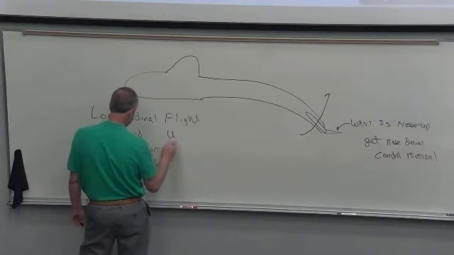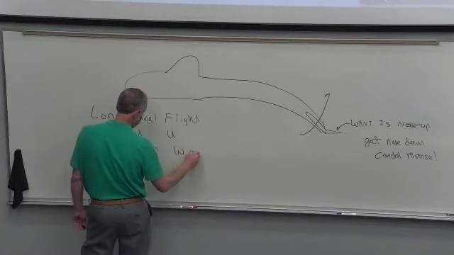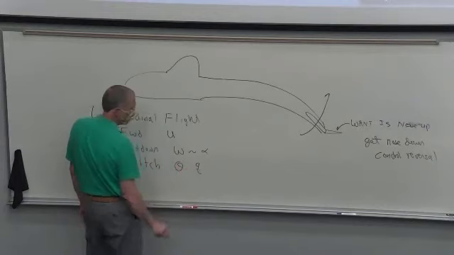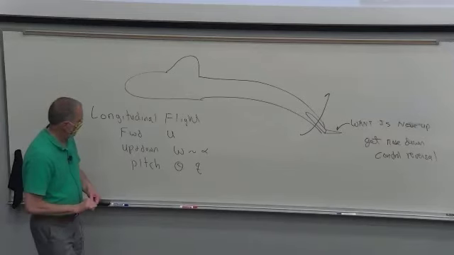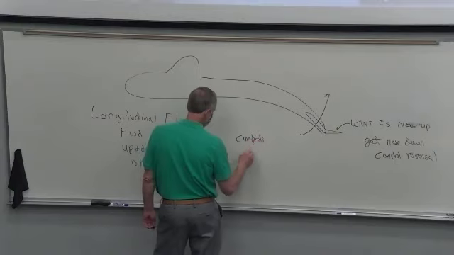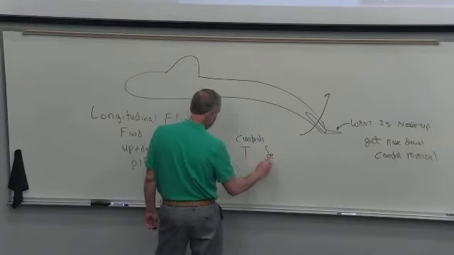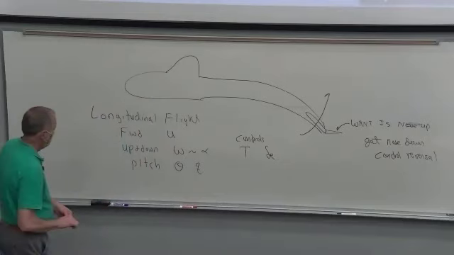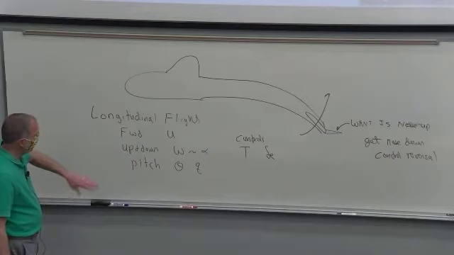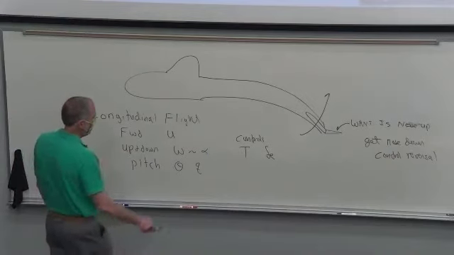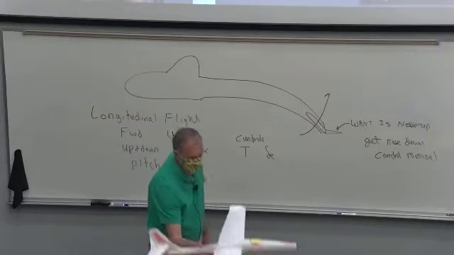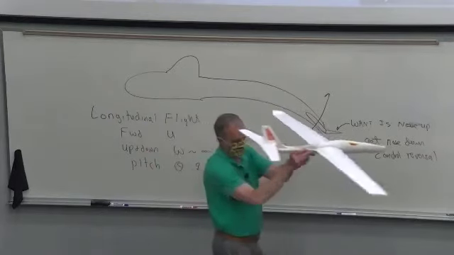So forward velocity is u, vertical velocity is w, which is related to angle of attack, and then the pitch is the pitch angle theta, or the pitch rate q. And then the controls for this motion are throttle and elevator. Elevator pitches the airplane and controls the angle of attack, which gives you the lift and the drag, and then thrust counteracts drag. So we're talking about motion forward.